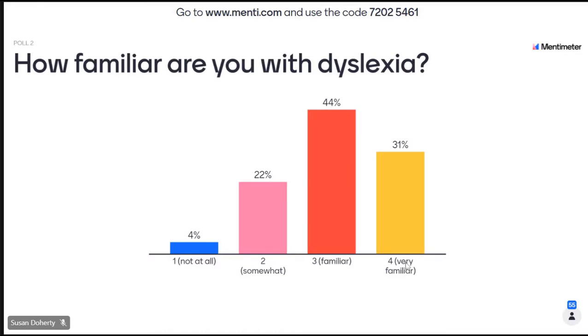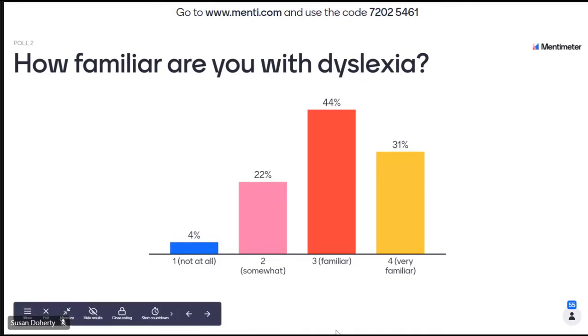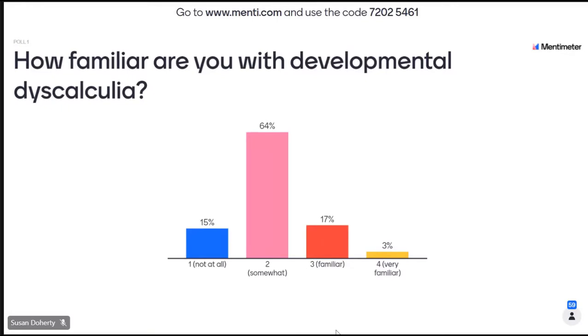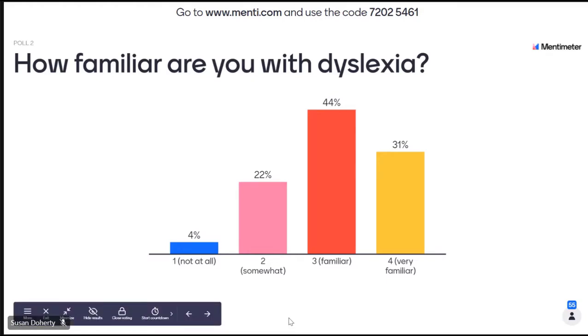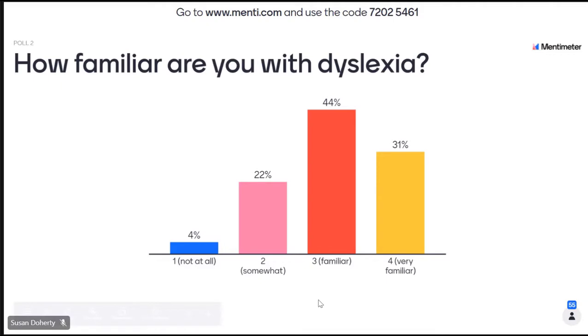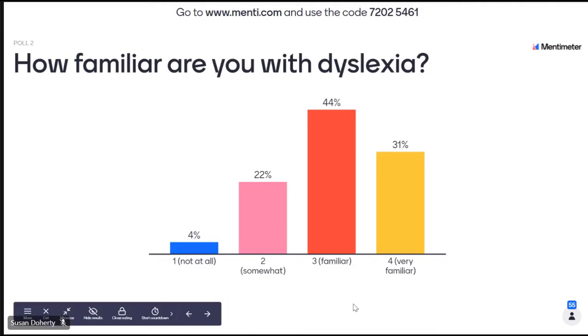As you can see from before, for developmental dyscalculia, the majority were on the left-hand side of the graph, so not so familiar or not familiar at all. Whereas if we go to dyslexia, we see that this curve is reversed. That's what we mainly find in our research as well, that people are more familiar with dyslexia than they are with developmental dyscalculia. And one of the things we'll be presenting today is that they are actually as common within a classroom or within the population. There are as many children who have developmental dyscalculia as you have children with dyslexia in your classroom.